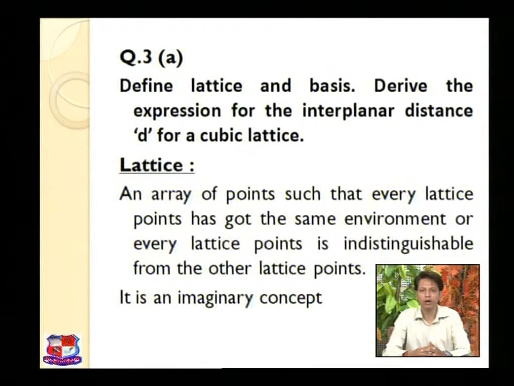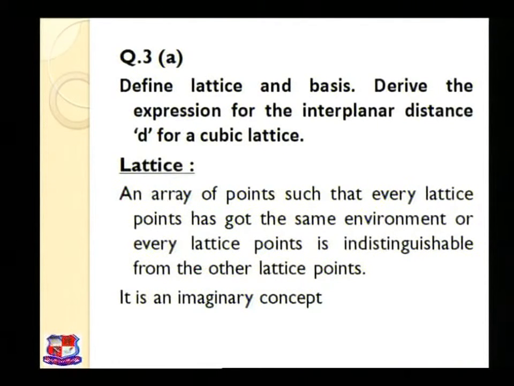Lattice is an array of points such that every lattice point has the same environment, or every lattice point is indistinguishable from the other lattice points. That is, it is a totally imaginary concept. That means a lattice is a group of points having the same environment as each other and which are indistinguishable from each other.